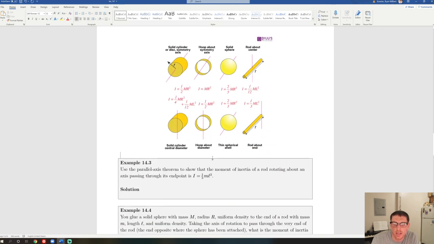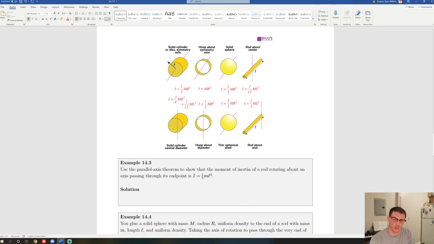And as I said, got a table of moments of inertia, and that's nice because we are going to need it. And what we want to do for this example that I have prepared is we want to use the parallel axis theorem to show that the moment of inertia of a rod rotating about an axis passing through its endpoint is 1/3 m l squared. Okay? So let's make a sketch first before we do anything else. So let me bring this back up.